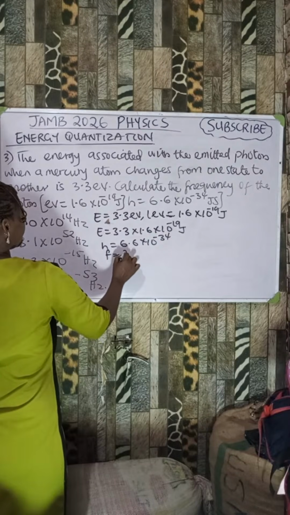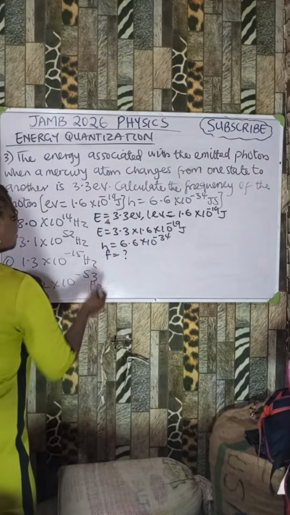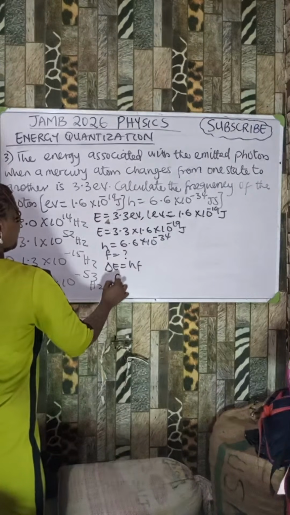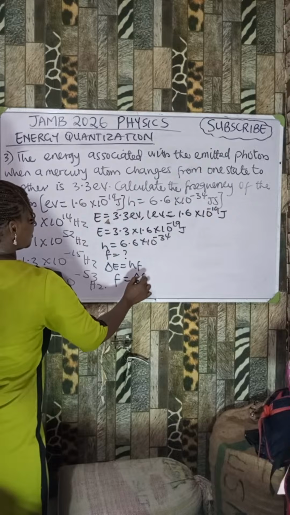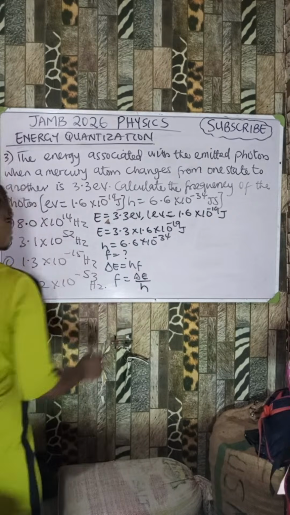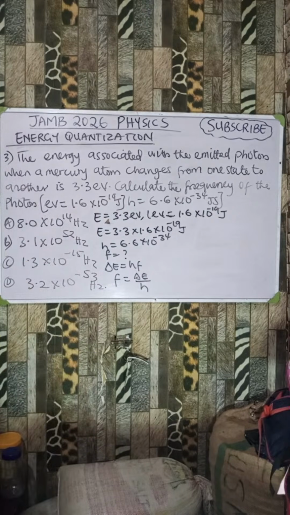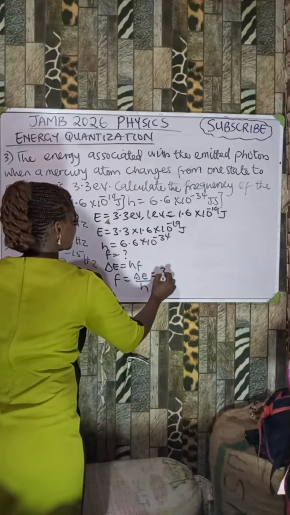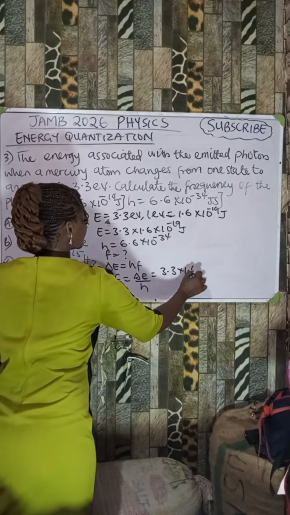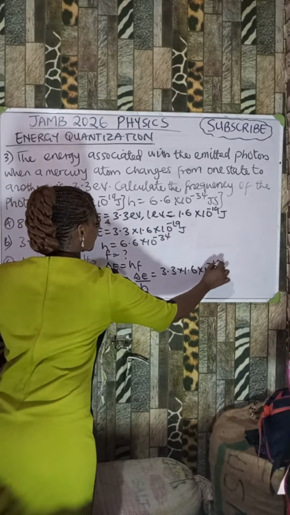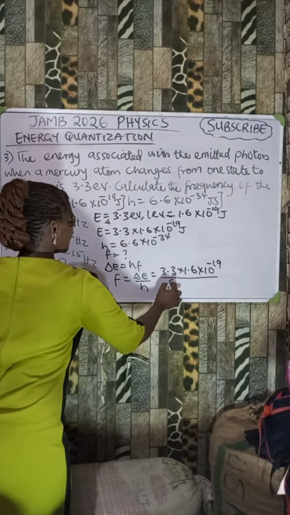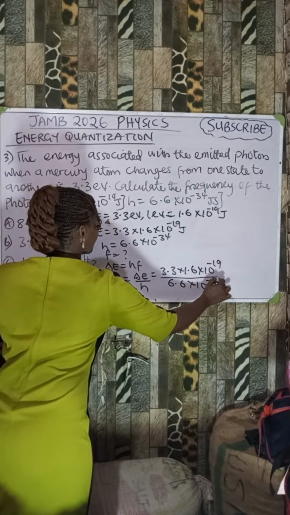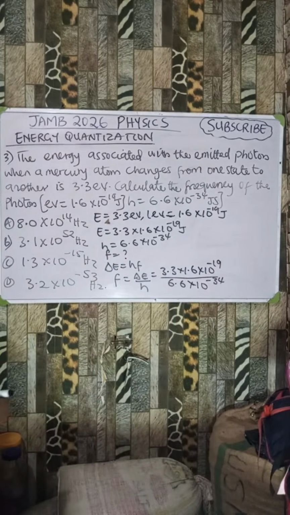We're looking for F. From our formula, change in energy is equal to HF. So my F is equal to change in energy over H. Are we clear? So this is saying 3.3 times 1.6 times 10 to the power of minus 19, then divided by 6.6 times 10 to the power of what? Minus 34.